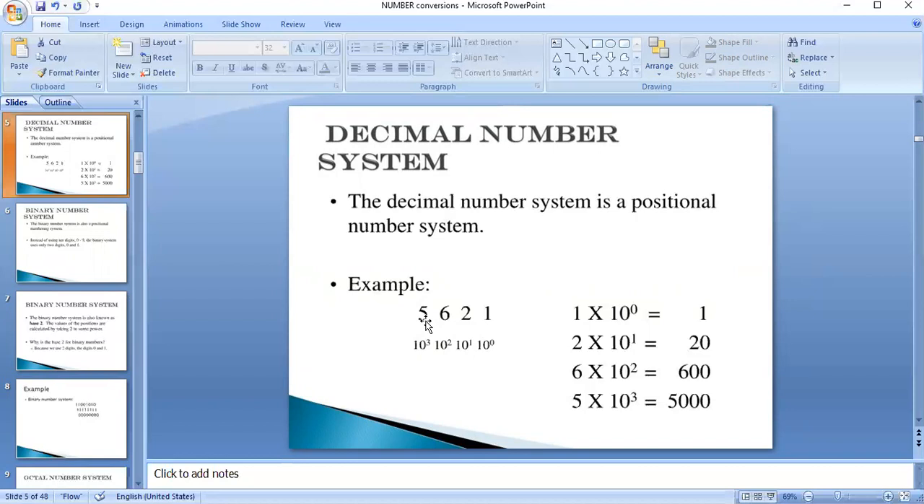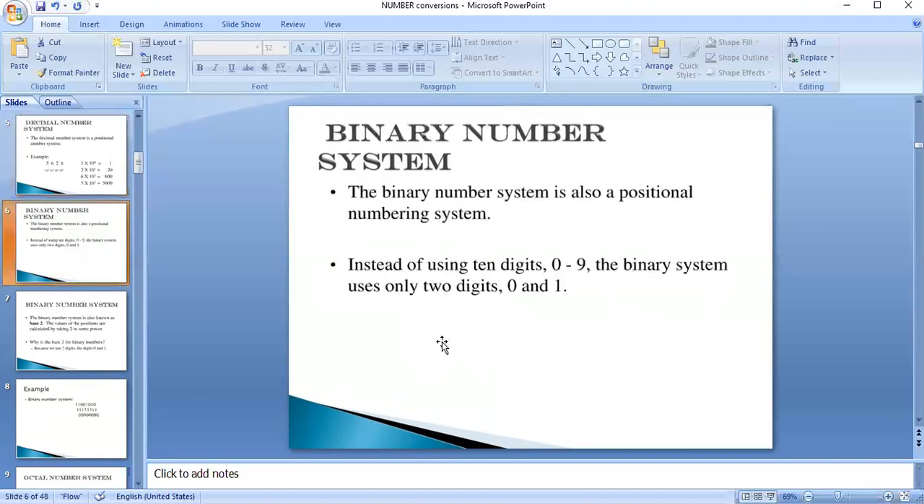What we have to do is multiply each digit by its positional weight and then add all the product terms. After multiplying, we get the positional value. Here it is 5000, and here 600. So this is the decimal number system. Next, the binary number system.